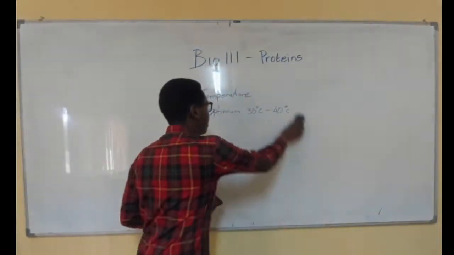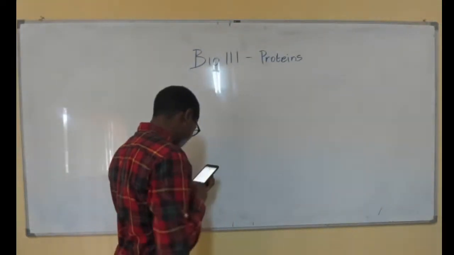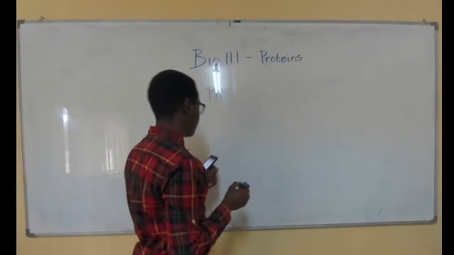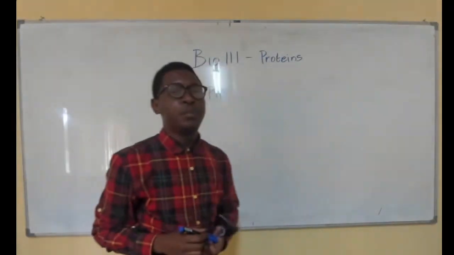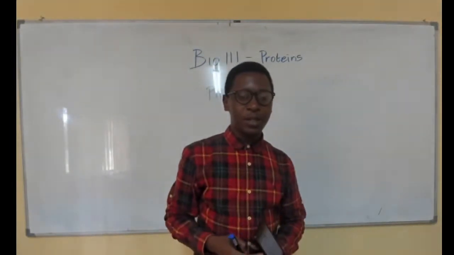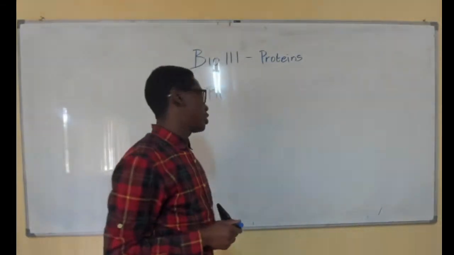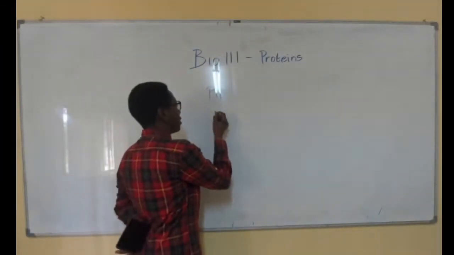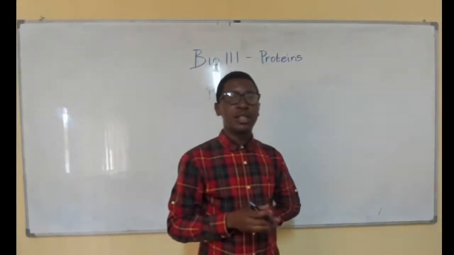Then the other thing we're being asked is how pH affects enzyme activity. So again here, pH we know is the potential of hydrogen, which measures the alkalinity or the acidity of a solution. So we know that enzymes also have an optimum pH, which in most biological systems is around 7, a pH of 7.